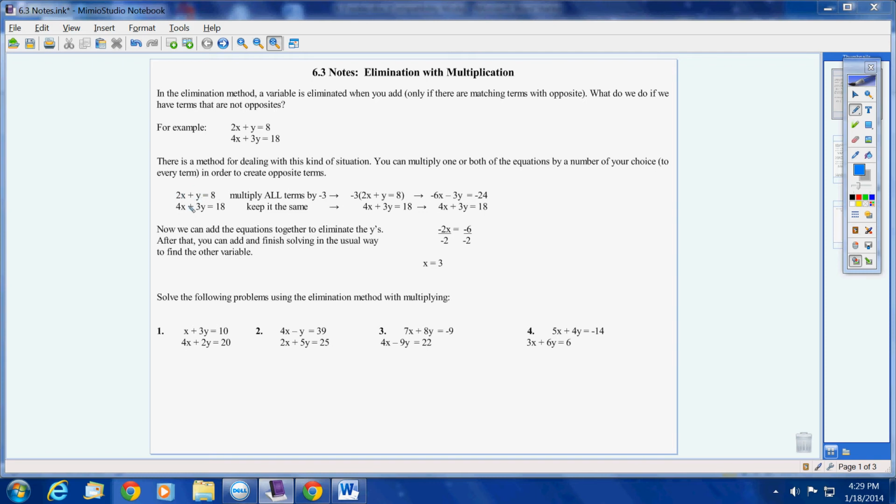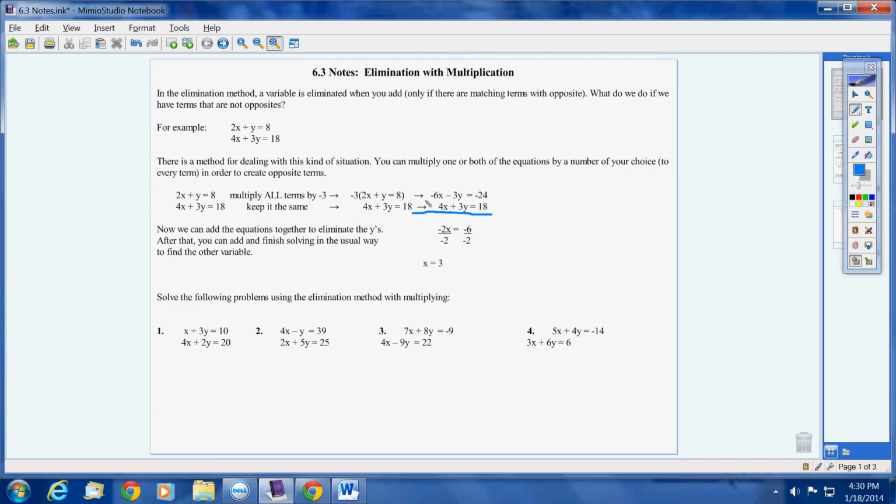However, if you'll notice that these are both positive, and in order for the two equations to add up to equal 0, one has to be positive, one has to be negative. So we're going to multiply all the terms by -3. We distribute -3 into 2x plus y equals 8, and we get -6x minus 3y equals -24. We're not changing the bottom equation. We're going to keep it the same, so it stays 4x plus 3y equals 18.